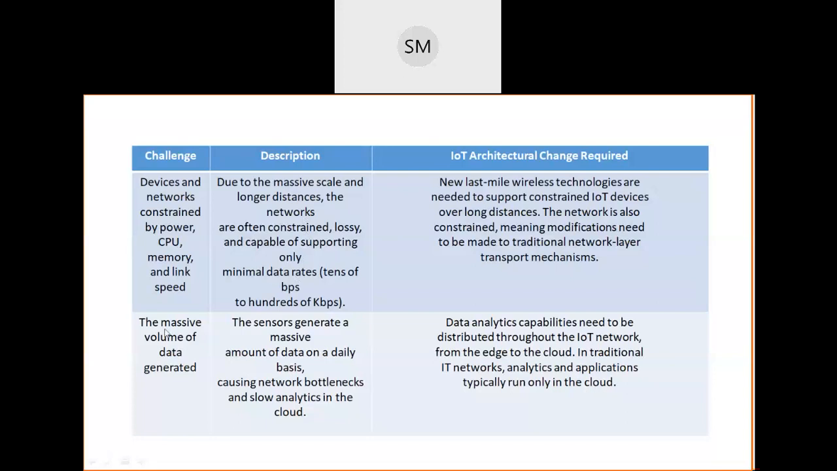The next challenge is the massive volume of data generated. As I just told you, since IoT connects so many sensors, they generate a huge amount of data on a daily basis, and this makes the network very busy. It means a bottleneck that slows down those networks and slows down the data analytics in the cloud. So what to do now? What is the requirement, or what improvement should we make?